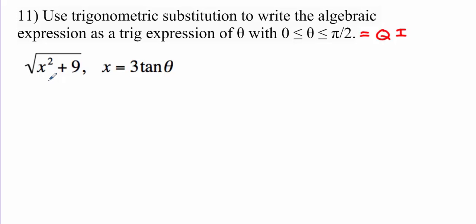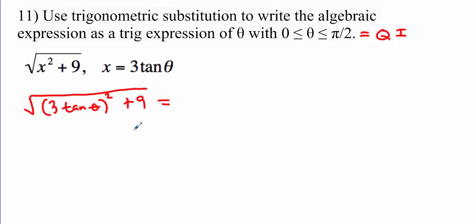Let's just plug in for x a 3 tangent of theta. So we'll have 3 tangent of theta quantity squared plus 9. Of course, that whole thing is inside that radical symbol. All right, now I'm going to start doing a little simplification work. I'm going to apply that square to both the 3 and the tangent of theta, so I can rewrite this as 3 times 3 is not 3, is it? 9 tangent squared theta plus 9. And I can keep going with this.